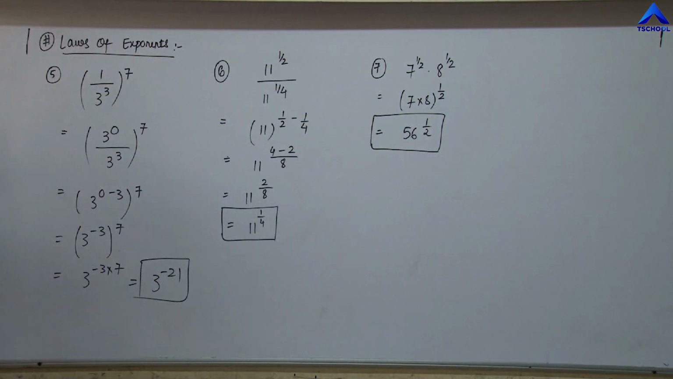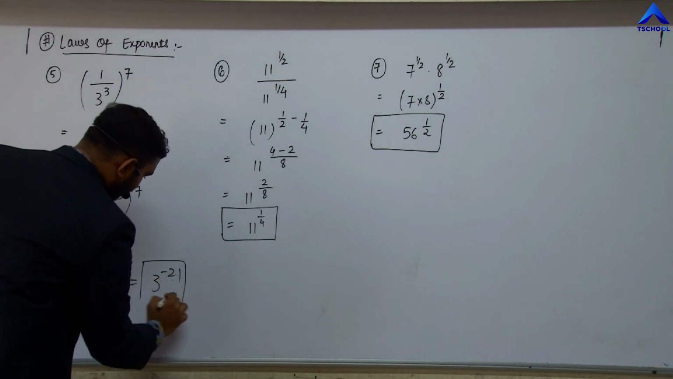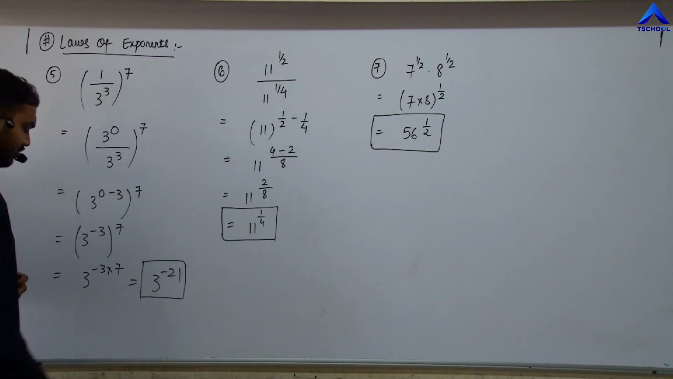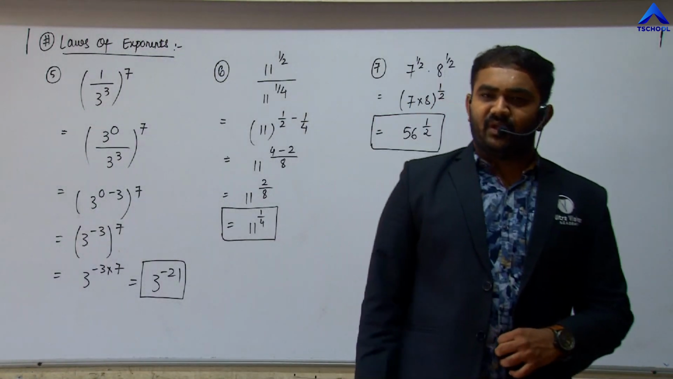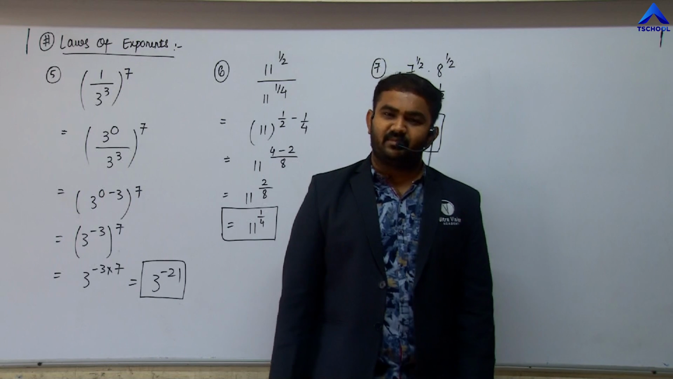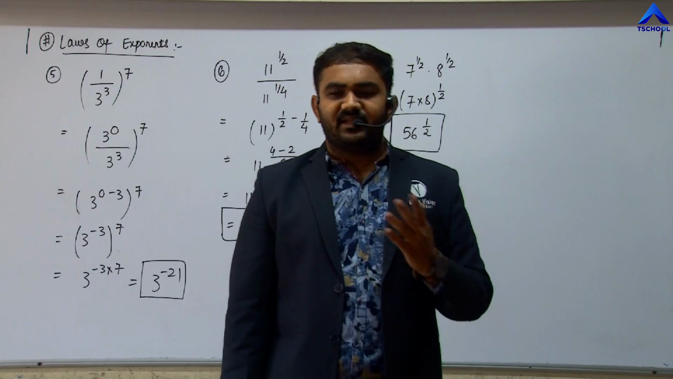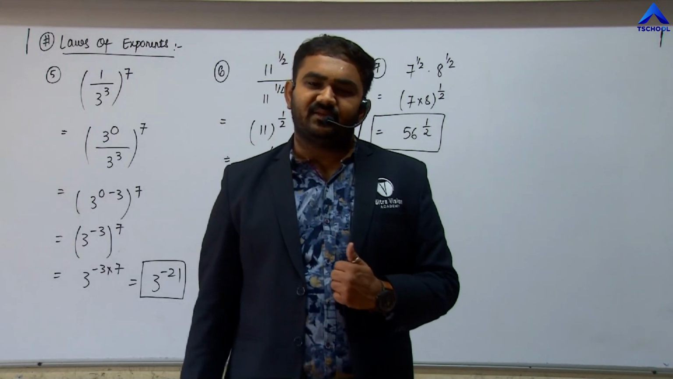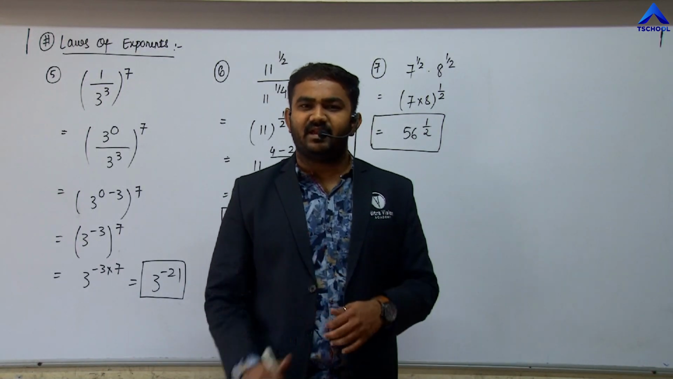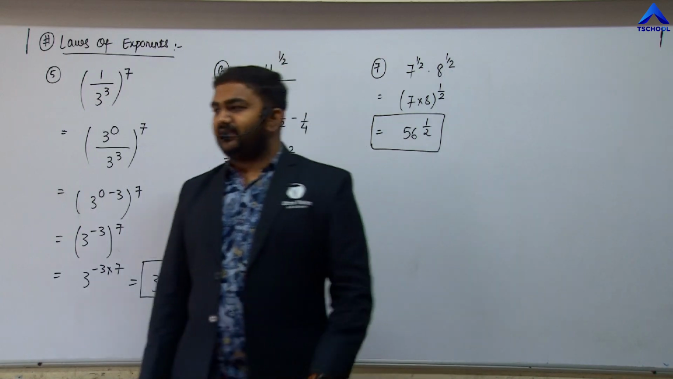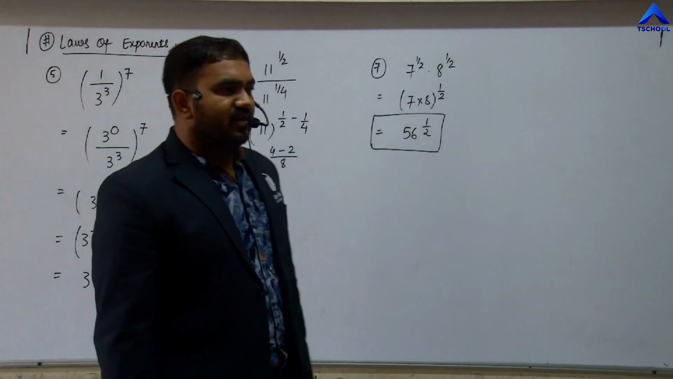Okay friends, so that was the thing about the laws of the exponents. The first law was a raised to m into a raised to n, that is a raised to m plus n. The second law was a raised to m whole raised to n, that is a raised to m into n. The third law was a raised to m upon a raised to n, that is equal to a raised to m minus n. And the fourth law was a raised to m into b raised to m is equal to a into b raised to m.